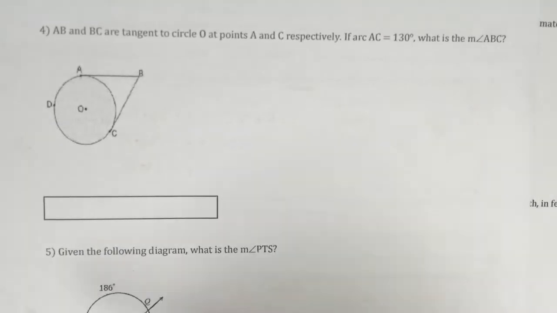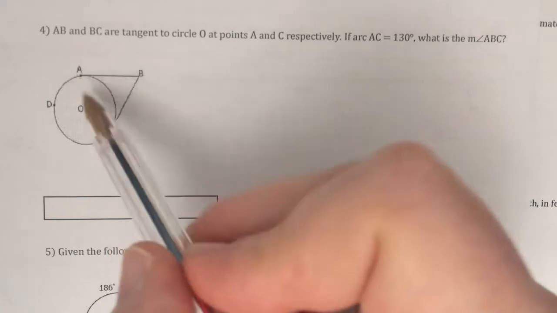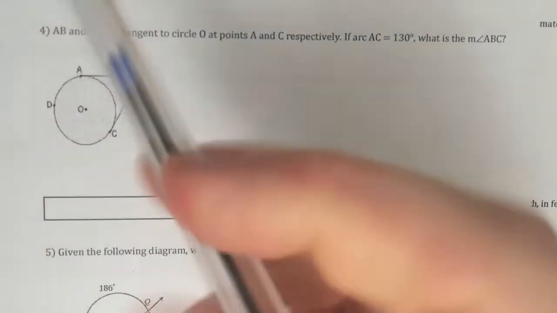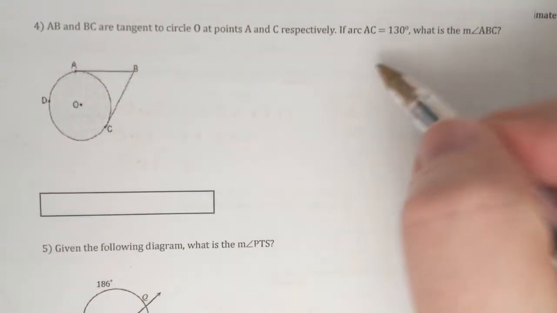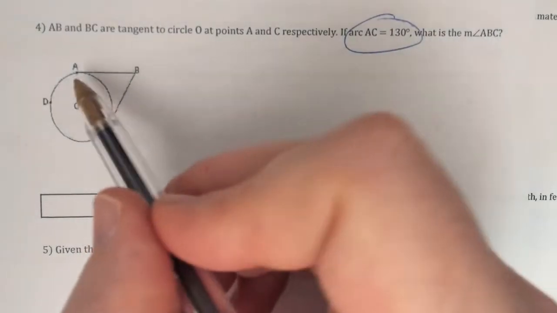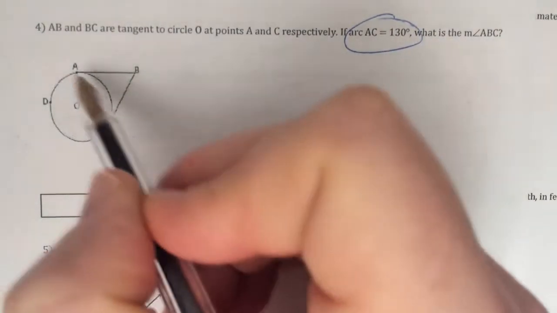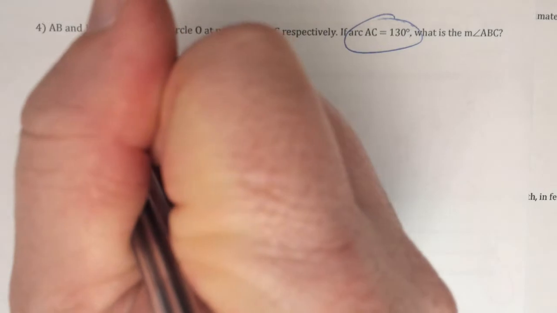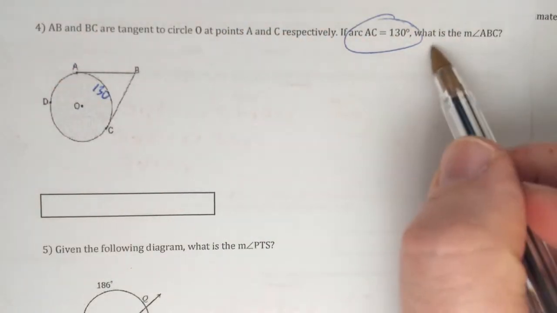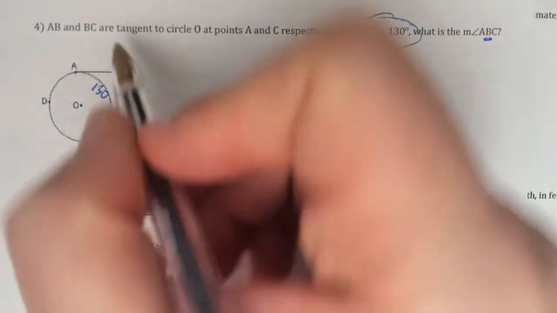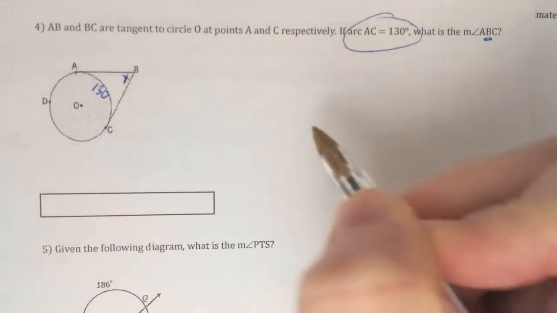All right, on number 4, AB and BC are tangent lines, and they said that arc AC is 130. So this is 130 degrees. What is angle B? So this is X.